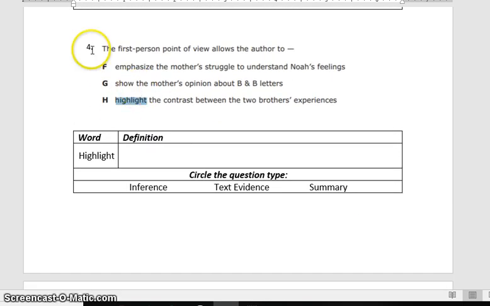Number 4. The first person point of view allows the author to highlight the contrast between the two brothers' experience. So what does highlight mean? The word is highlight. What is the definition? What type of question is this? Inference, text evidence, summary.